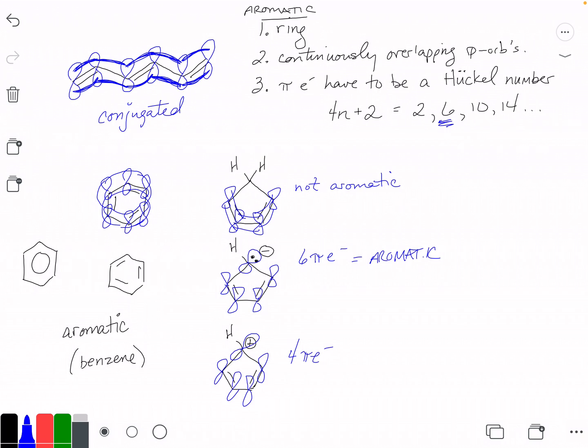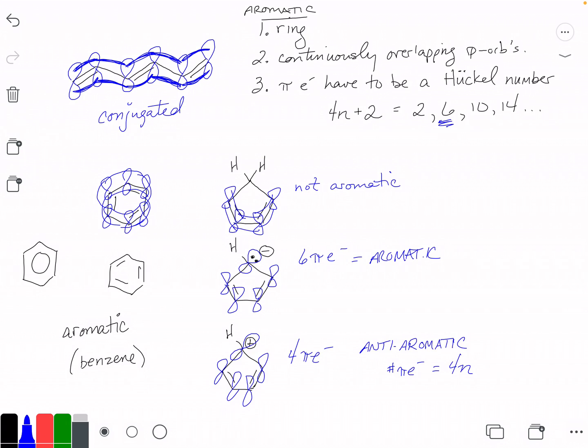And in fact, this molecule is something we call anti-aromatic. Anti-aromatic molecules are those where the number of pi electrons equals 4n, not 4n plus 2. So these would be 4 or 8 or 12, and so on, where n is an integer, remember.